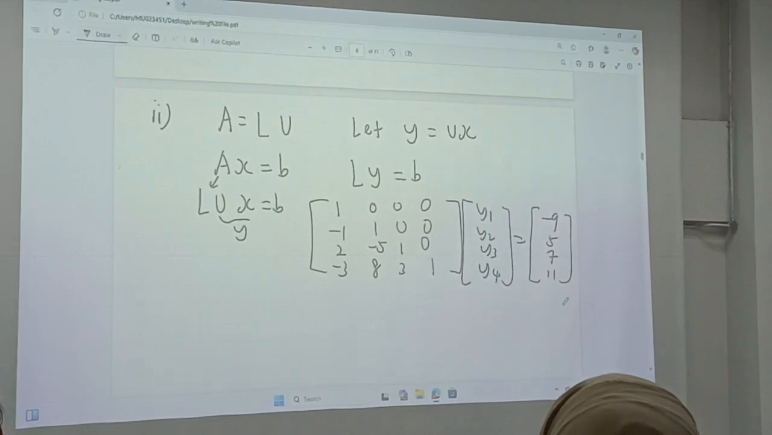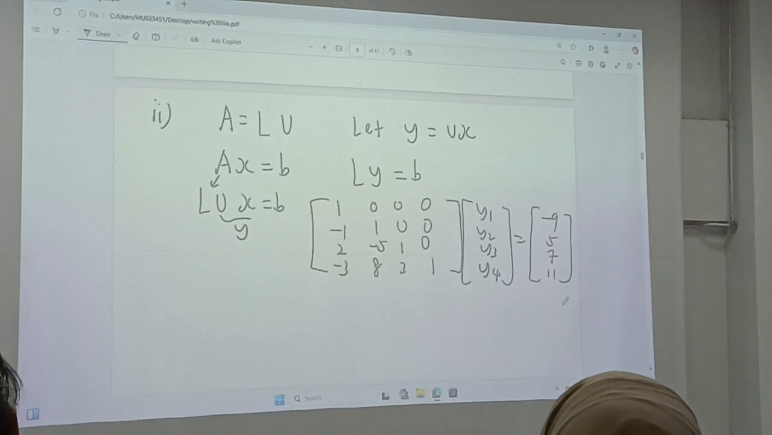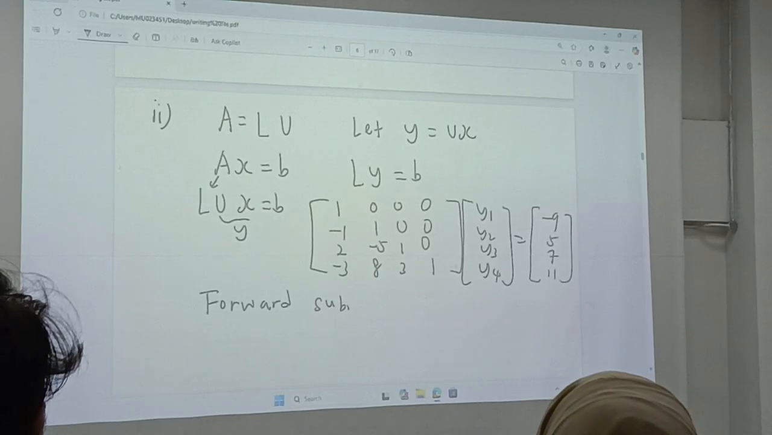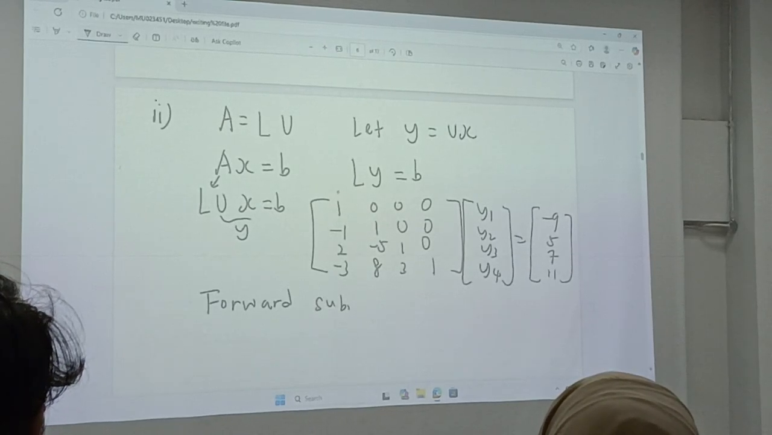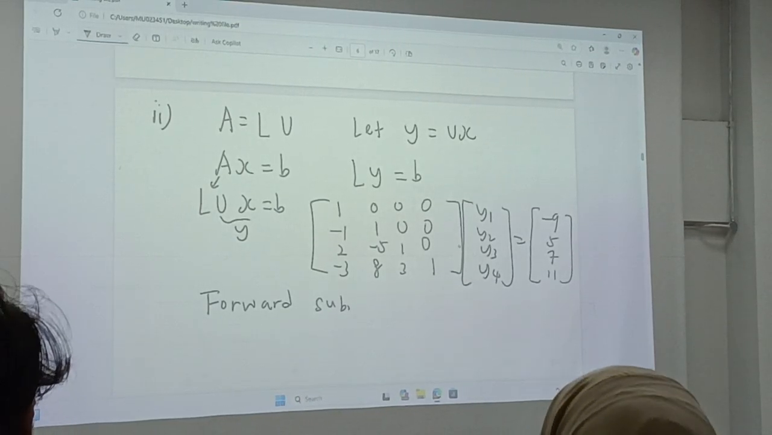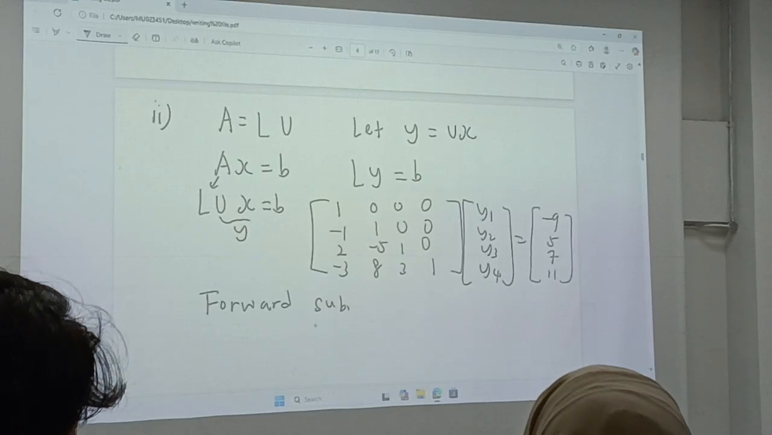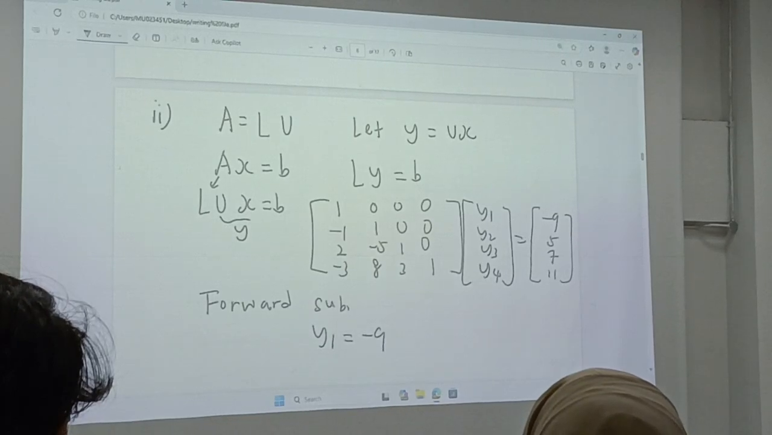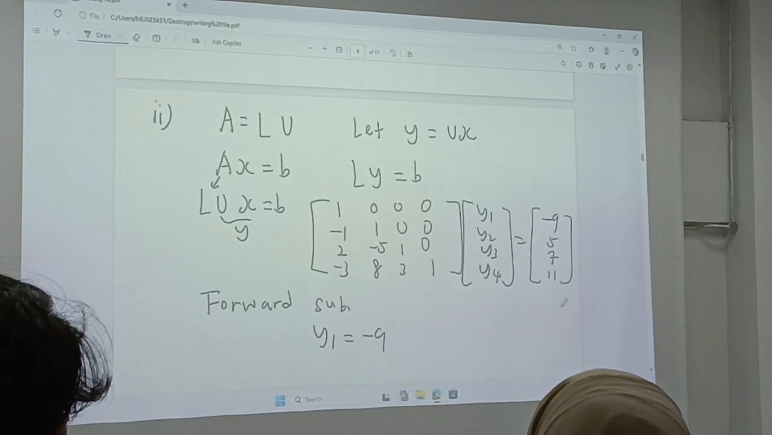So how to solve it? Still remember back substitution? But this one is a forward substitution. Back substitution, we start from the last row. This forward substitution, we start from the first row. So 1 times y1, 0 times y2, 0 times y3, 0 times y4, so it means 1 times y1 equal to the right hand side, negative 9. So this is the value for y1.